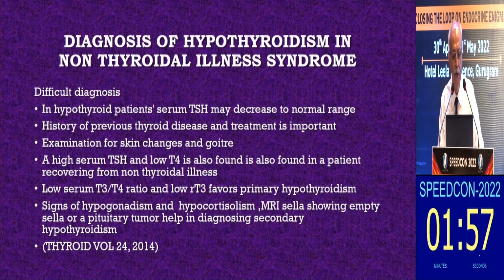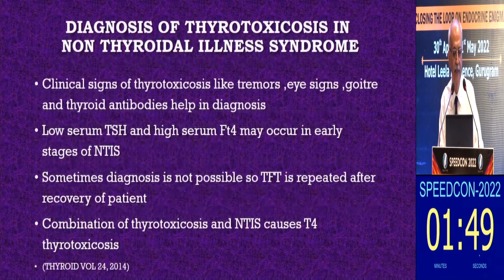The signs of hypogonadism, hypocortisolism, MRI sella showing empty sella and pituitary tumor help in diagnosing secondary hypothyroidism.